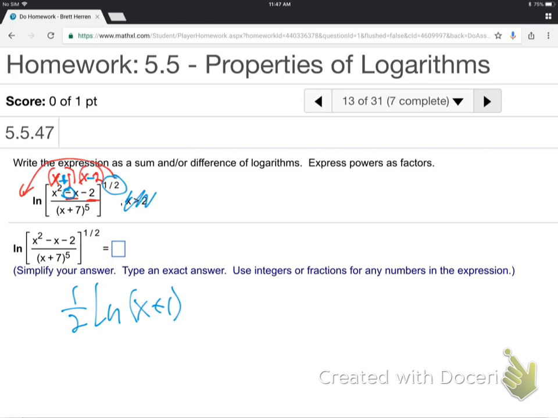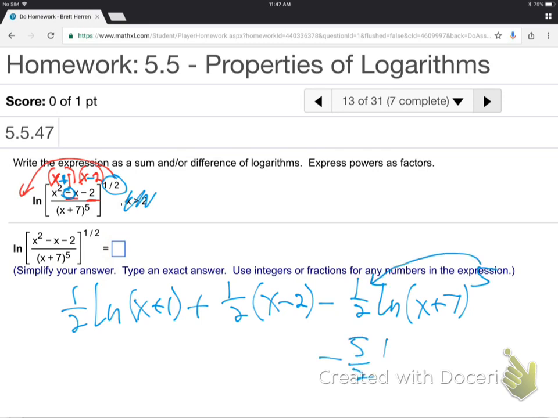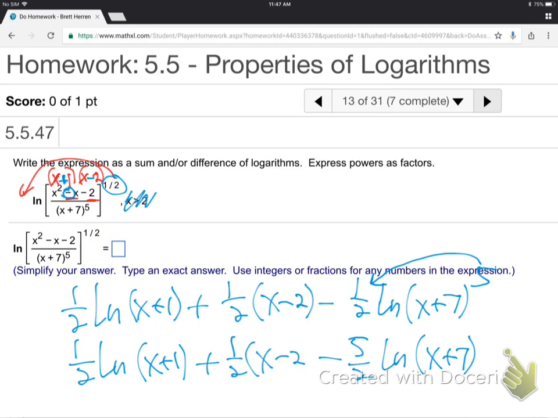Why? Because the half power was on everybody, wasn't it? So when the half power goes to the front, it'll be in front of everybody. Good point. And the last step, that 5 will come to the front and be 5 halves. Whoops, I forgot the ln in the middle. What am I doing? I lost my ln. And there we go. Is that okay? You'll see what happened there?